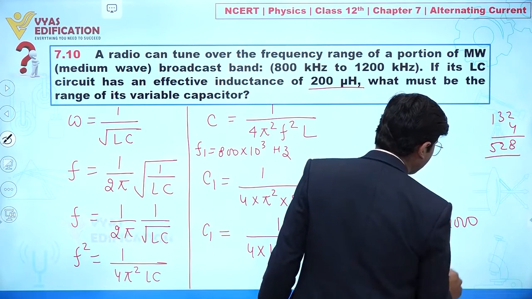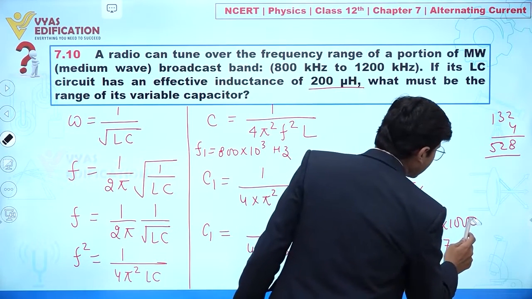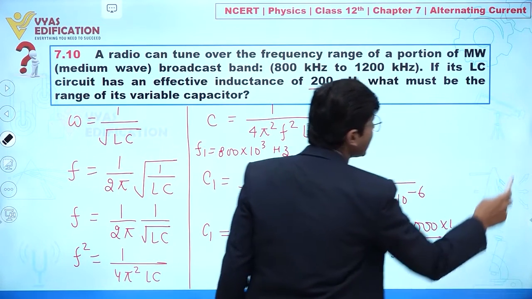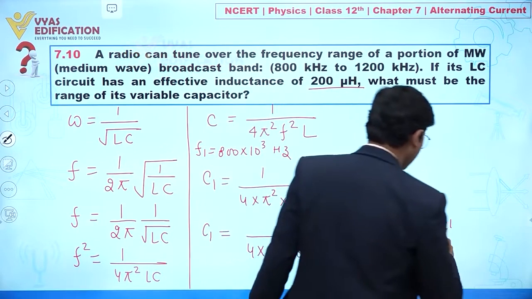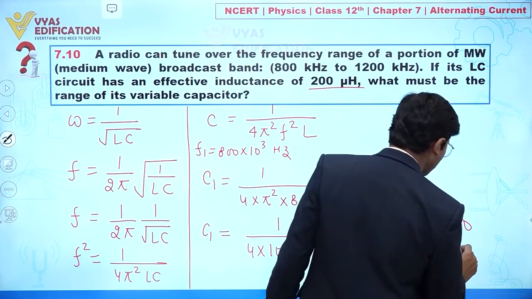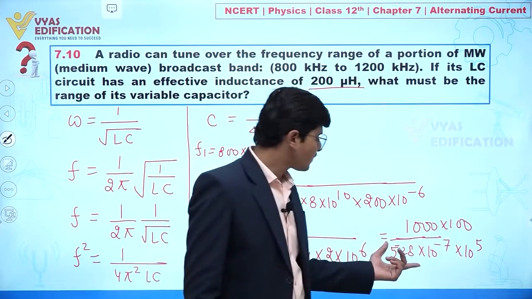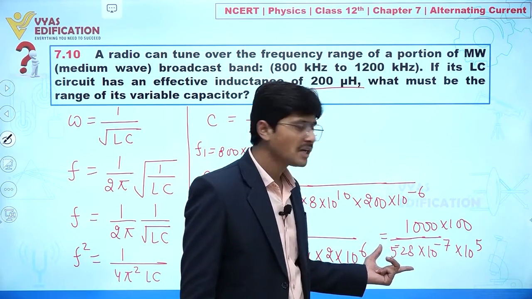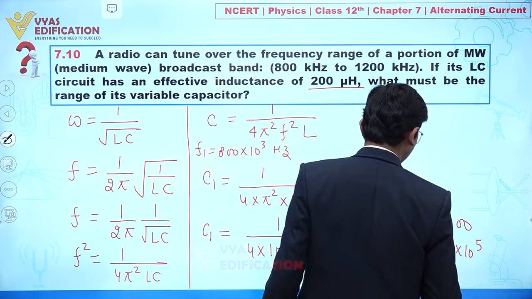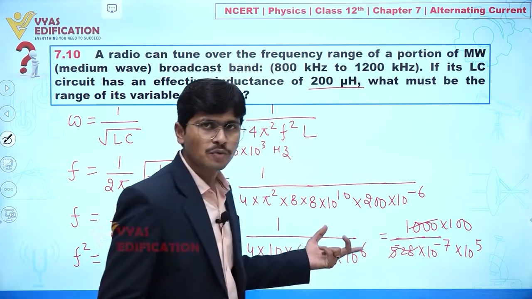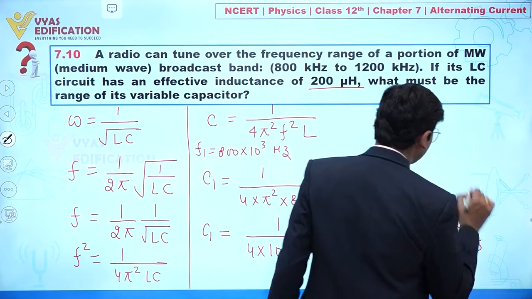I am multiplying here 10 to the power 5 in the denominator and numerator, because it is necessary for the question. So 10 to the power 5 in numerator and 10 to the power 5 in denominator. Let's suppose I am assuming this is near about 500. So 1000 divided by 500, approximately you get near about 2. Or definitely you will get some less value, so let's suppose 1.95.